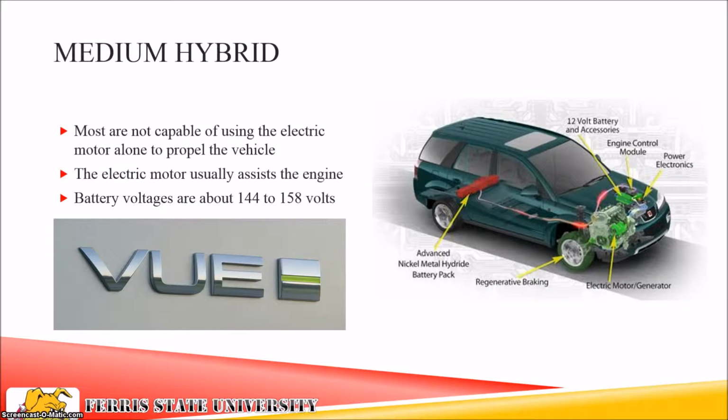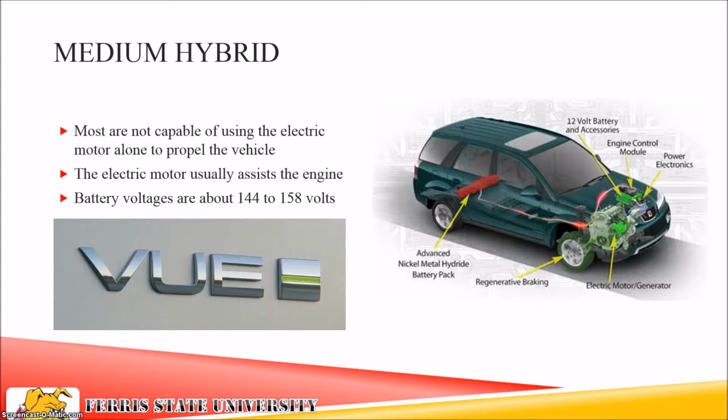Medium hybrids. In this picture, we have the Saturn Vue Greenline. It's a 2.0 liter engine with also an electric motor generator that is connected to the engine by a drive belt. This car features regenerative braking and also has an advanced nickel metal hydride battery pack to actually store the power.